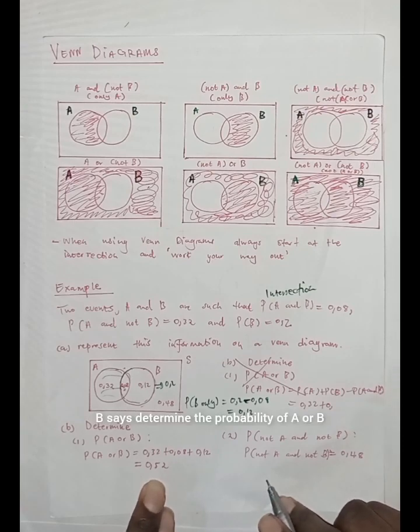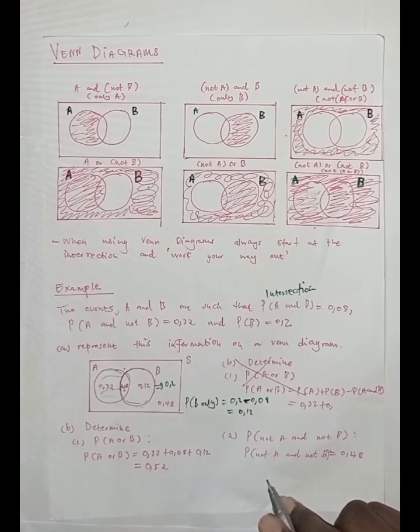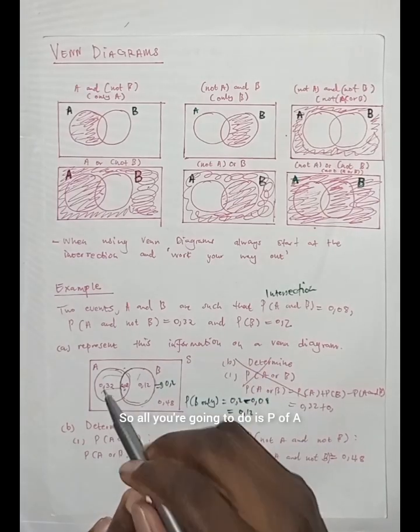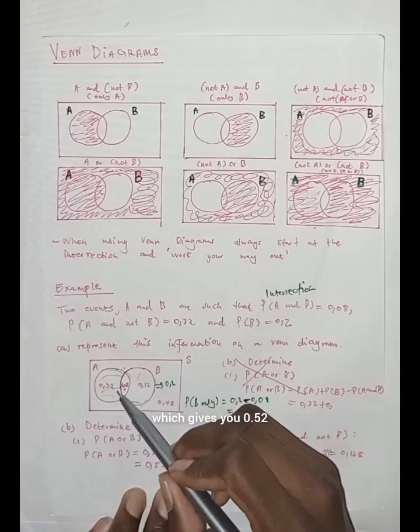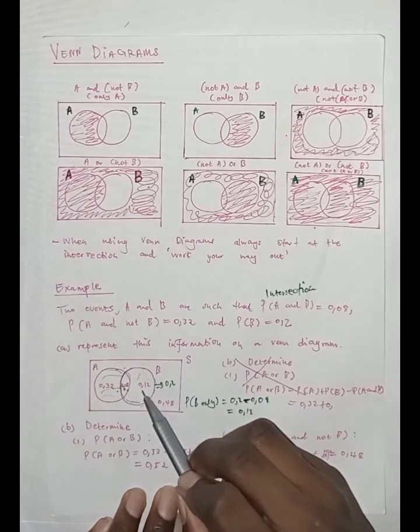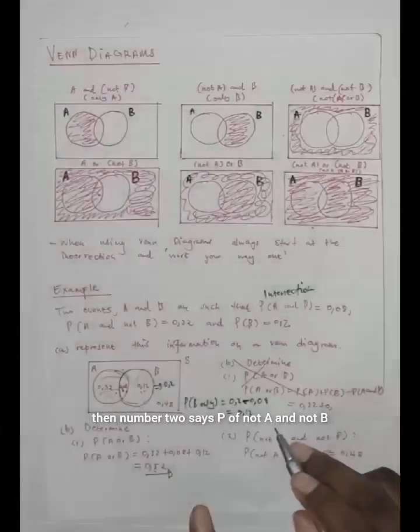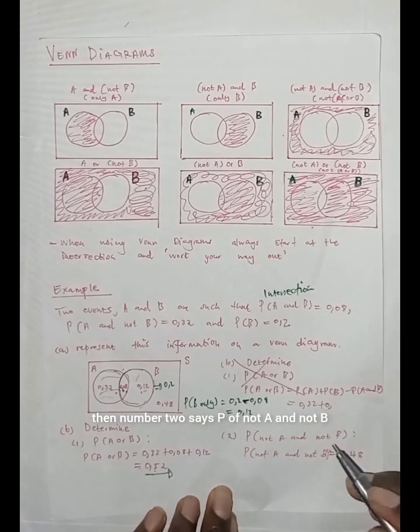Part B says determine the probability of A union B. Remember we said P of A union B is the union. So the union is everything here, right? All you're going to do is P of A union B is equal to 0.32 plus 0.08 plus 0.12, which gives you 0.52.